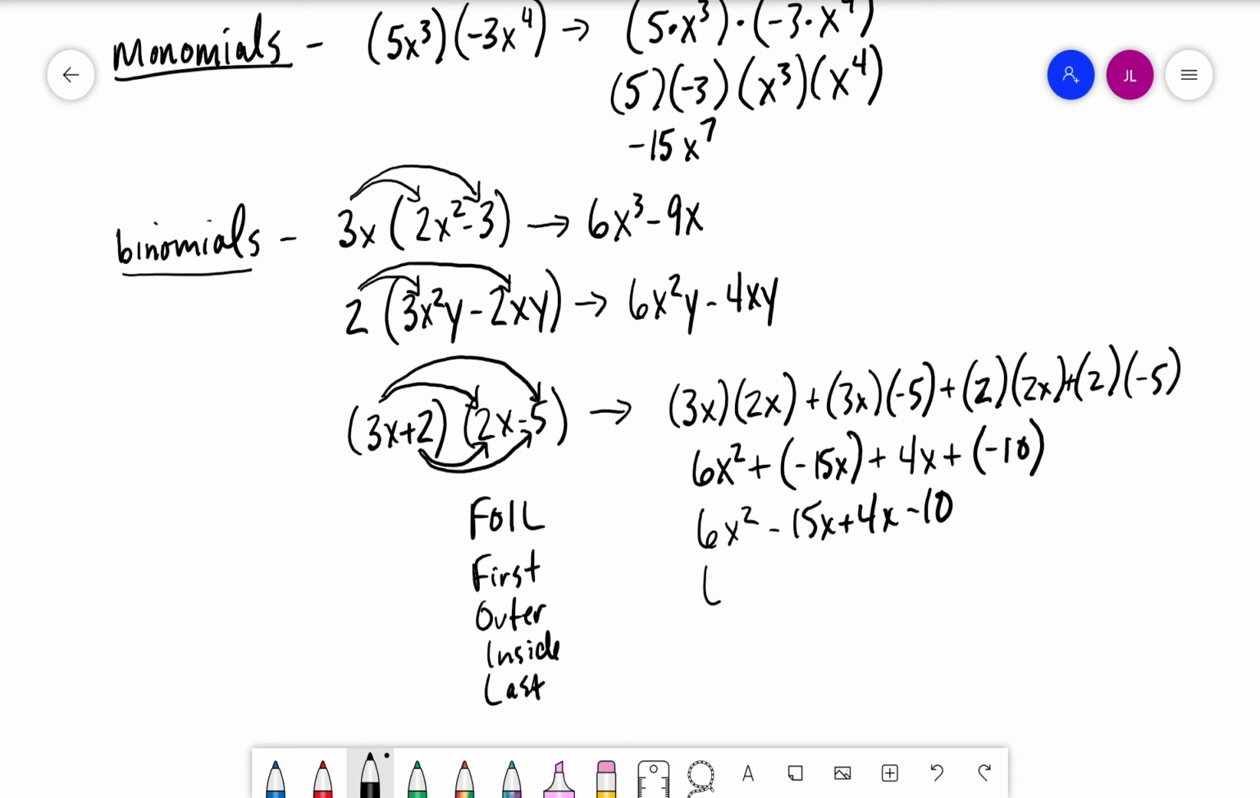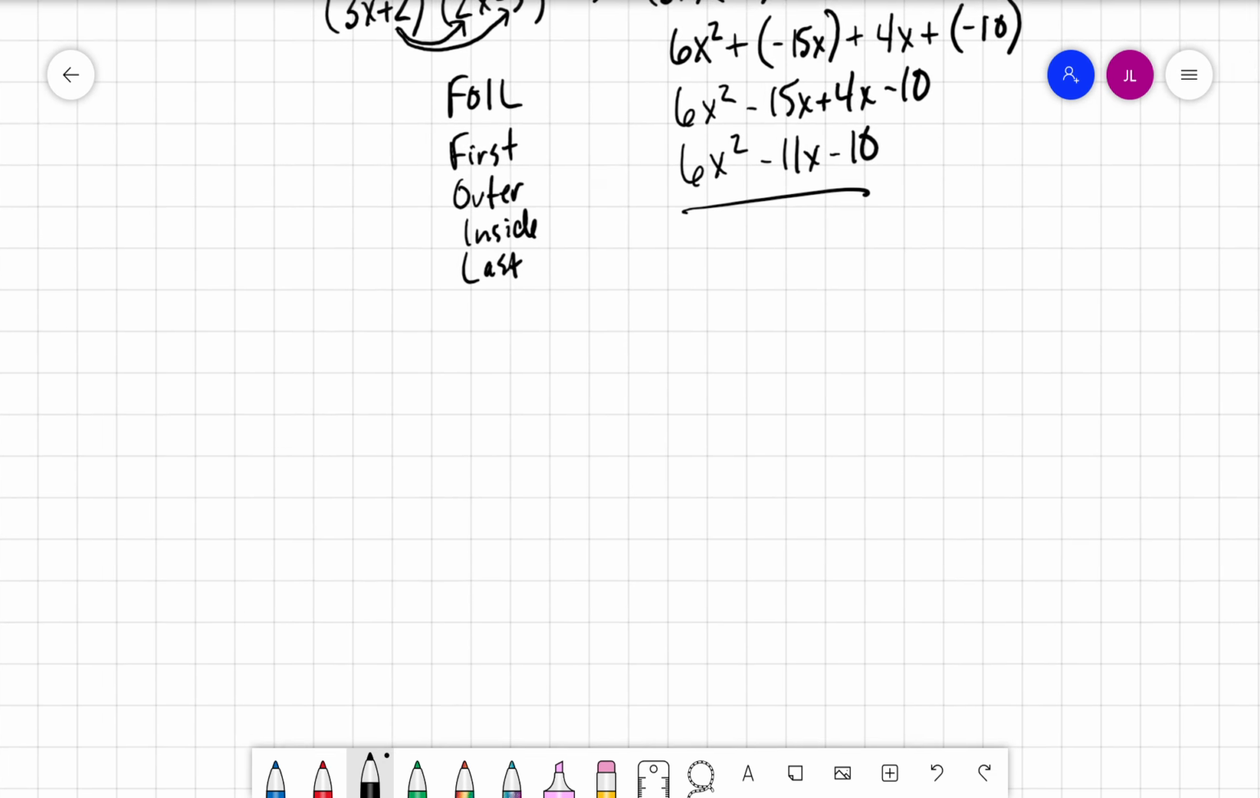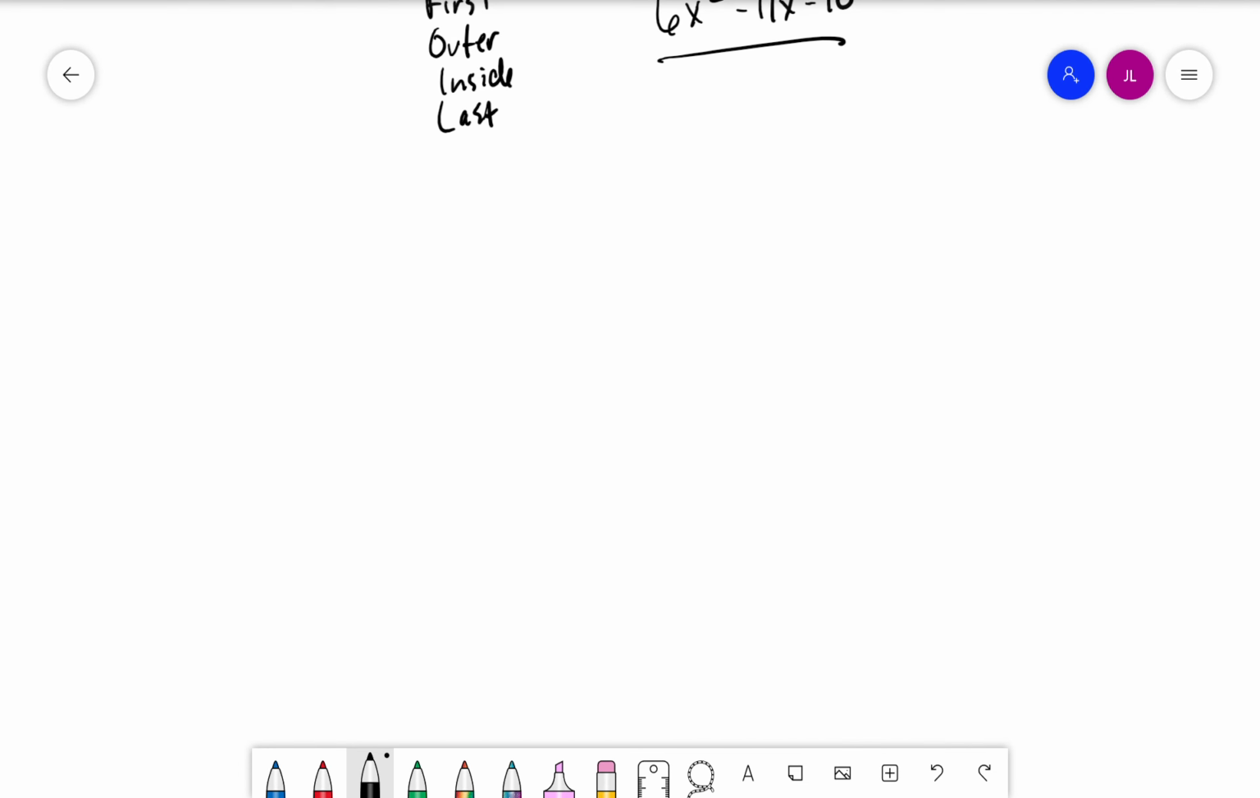So if we combine terms here, 6x squared minus 11x minus 10 would be our end result for multiplying these two binomials together. Alright. Now we're going to look at one more example here, and actually we'll look at maybe 3 examples. I'm thinking of something different here. But let's think about this.